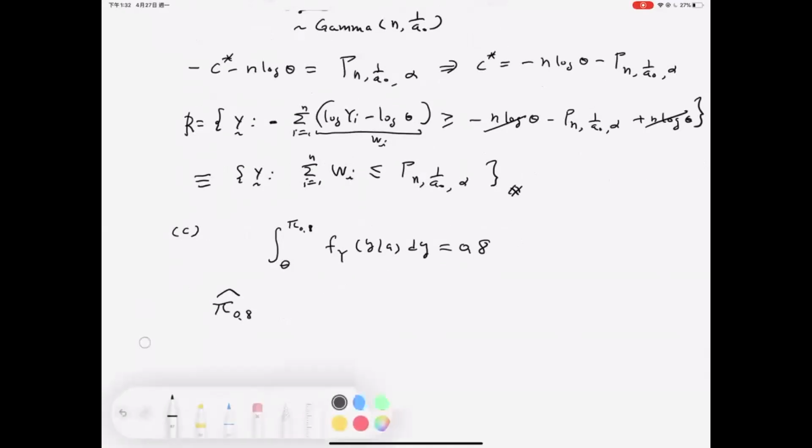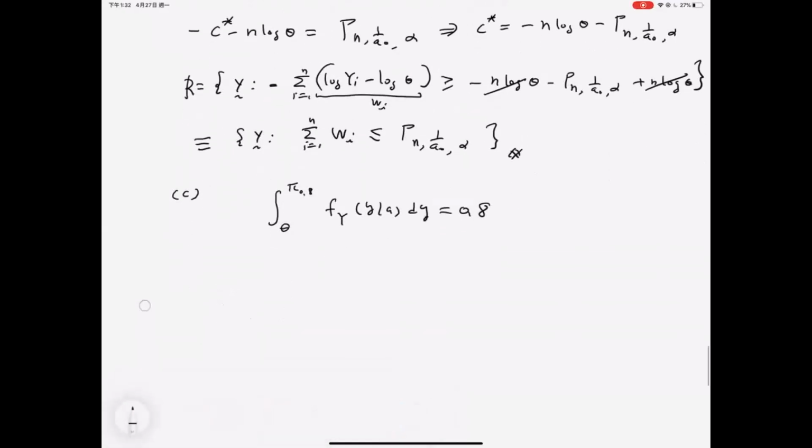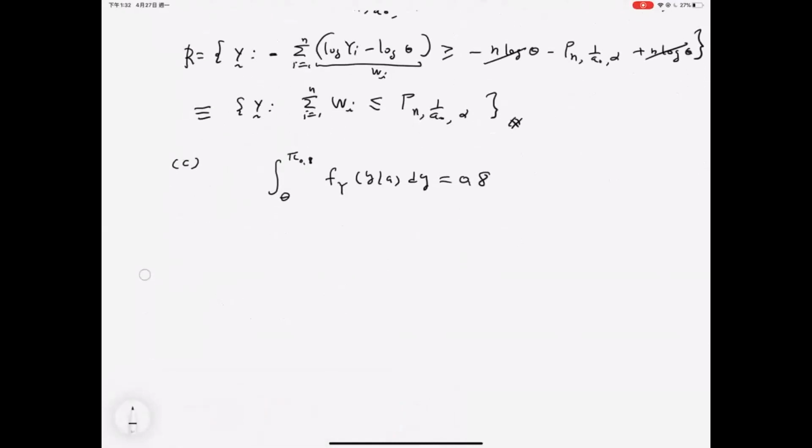This one is actually easy if you know the invariance property of the MLE. What you're going to do is find the CDF of y up to pi 0.8 given theta, which equals 1 minus theta divided by pi 0.8, to the power a. Where is it right here?